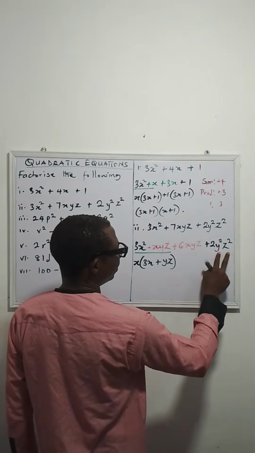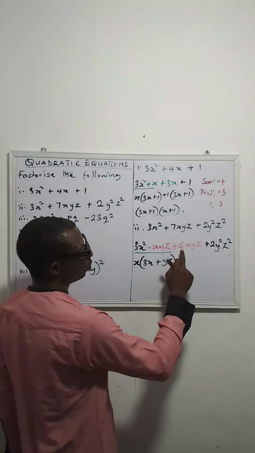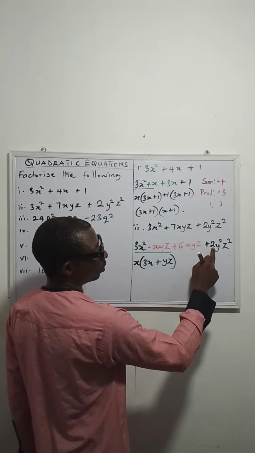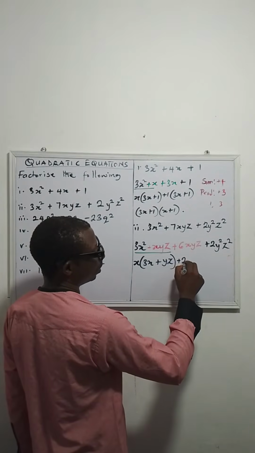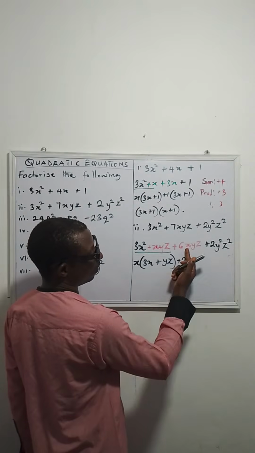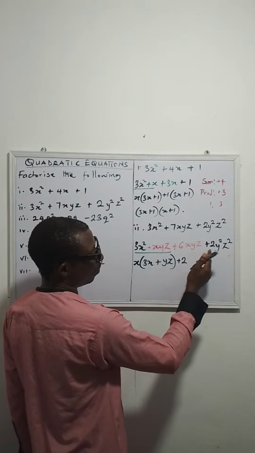Now let's look at this. What is the GCD of these two terms? Now you look at it. 2 can go in 6, 2 can also go in 2. So that means we have 2. Now let's look at it. We have x here, no x here, but we have y here. So y can go here, y can also go here.